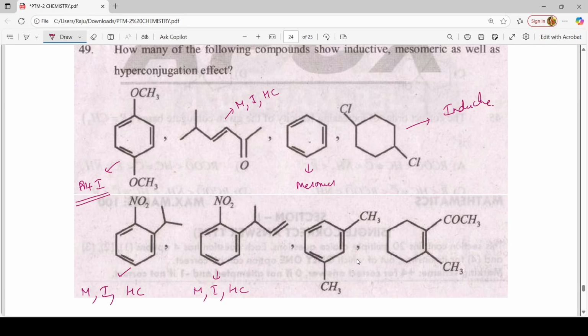Metadimethyl benzene, metadimethyl benzene here, mesomeric effect and inductive effect. Come to the case of the fourth here, mesomeric effect, inductive effect, hyperconjugation. Students, here I am getting only 3. Will confirm you.